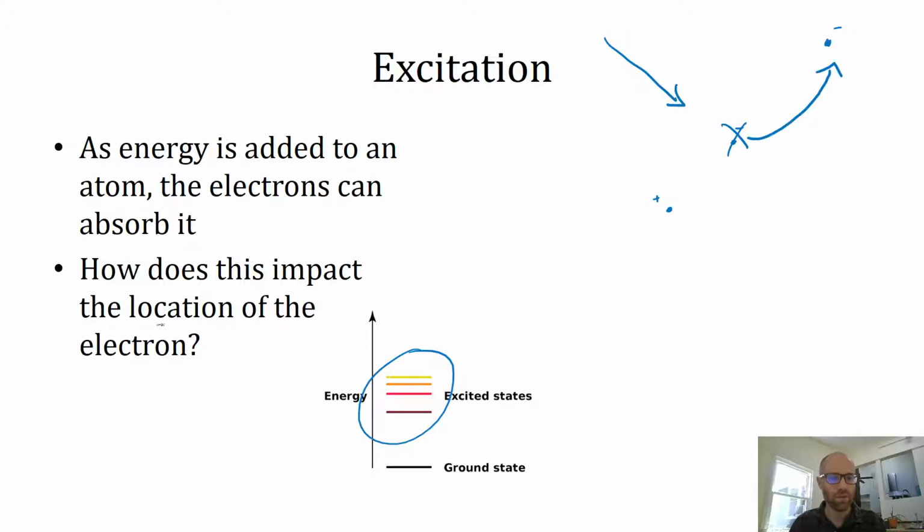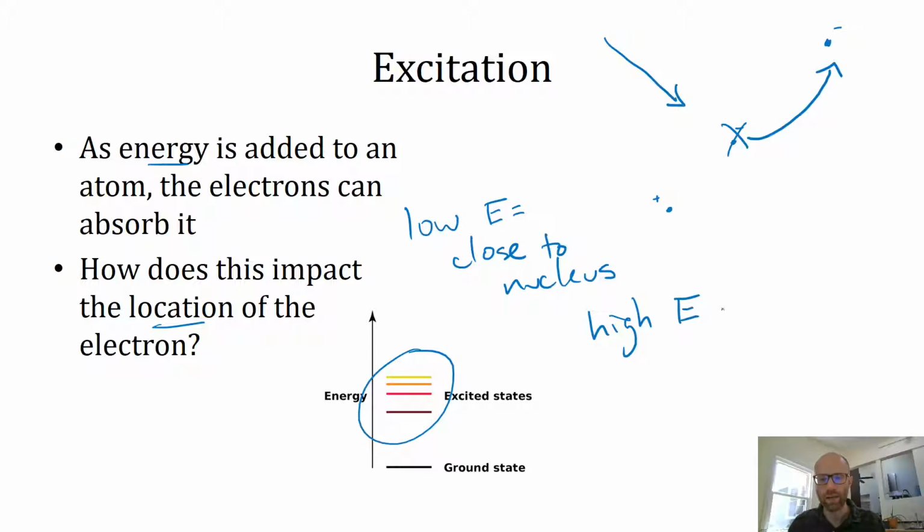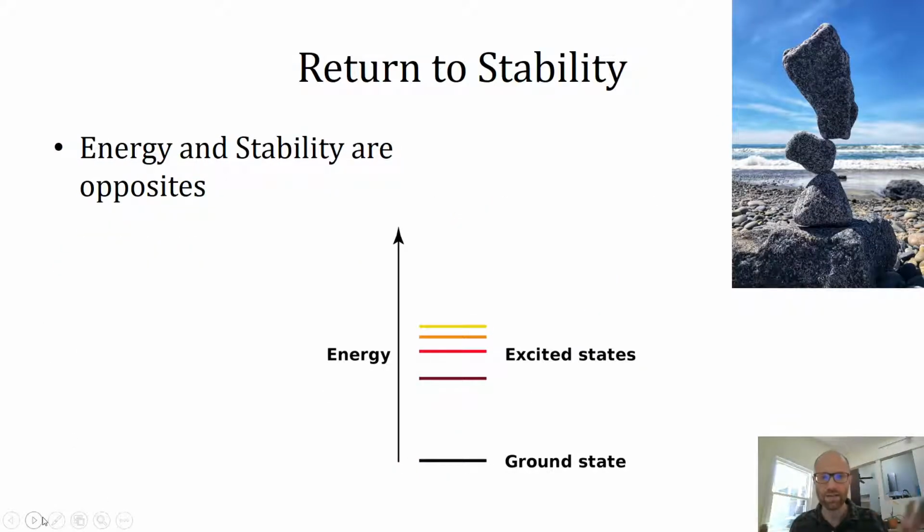So if we're going to relate energy and location, low energy is close to the nucleus and high energy is far away. And so you can actually see the electrons move. Well, you don't see the electrons, but electrons will move farther away from the nucleus as energy is added to the atom. This process of exciting the electron creates this excited state.